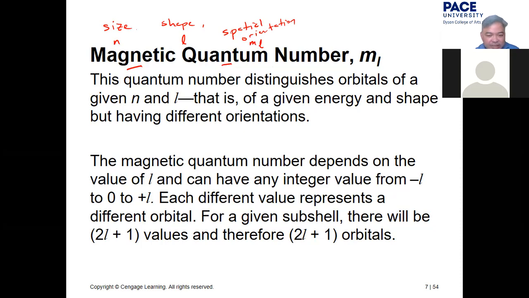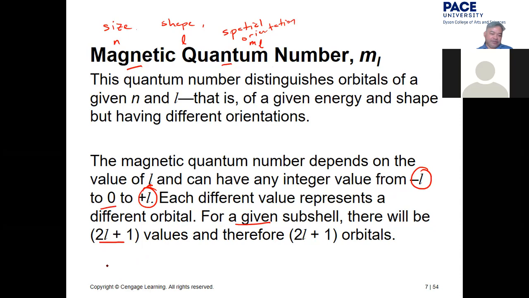So the magnetic quantum number depends on the value of L, and they can have any integral value from negative L to positive L, including 0. So each different value represents a different orbital. So for a given subshell, there will be what? 2L plus 1.